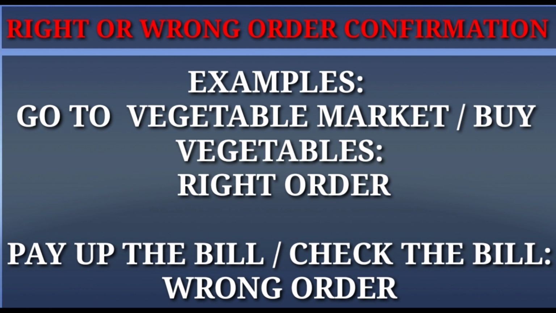Examples: go to vegetable market, buy vegetables. Here in this question, go to vegetable market is the first task done, whereas buy vegetables is the second task done. That's why this question is in right order. Next question: pay up the bill, check the bill. Here in this question, pay up the bill is the second task done, whereas check the bill is the first task done. That's why this question is in wrong order.